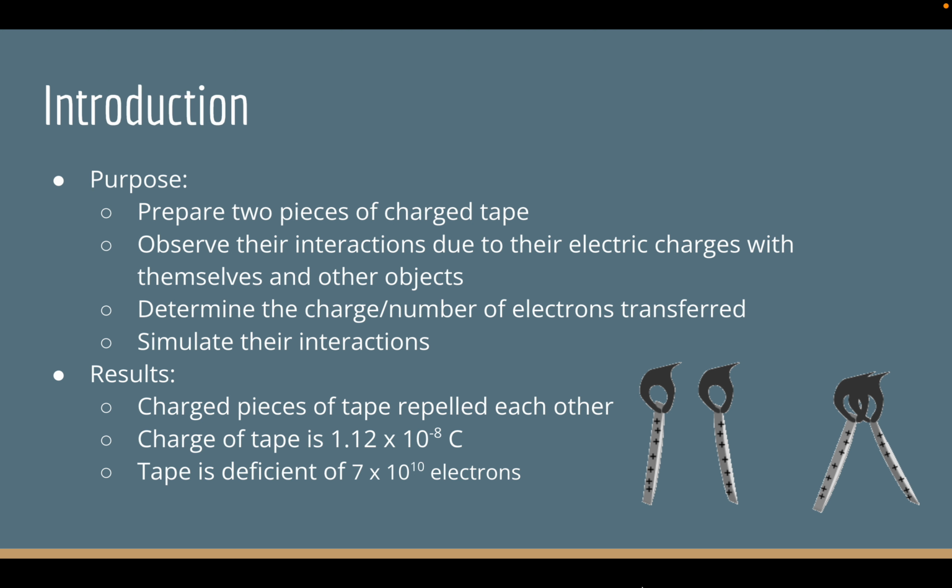The purpose of this lab is to observe the interactions between two pieces of charged tape with each other and other objects to determine if they gained or lost electrons. The results showed that the charged pieces repelled each other and had a charge of 1.12 e to the negative 8 coulombs, and the tape was deficient of 7 e to the 10 electrons.